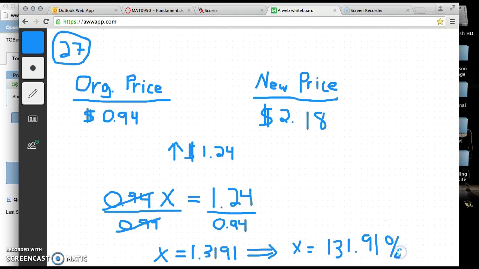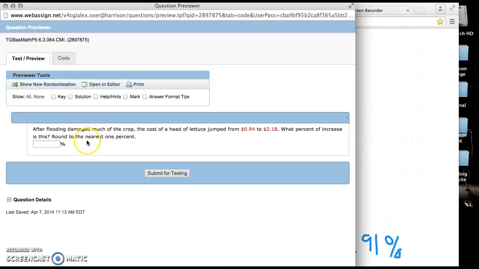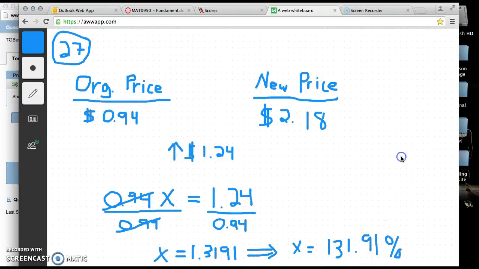And if you look closely at the directions of the problem, it does say to round your final answer to the nearest whole percent. Let's double check that. Yeah, to the nearest 1%. So in this case, we have 131.9, so that means we would need to round up to 132%. And this would be our final answer.